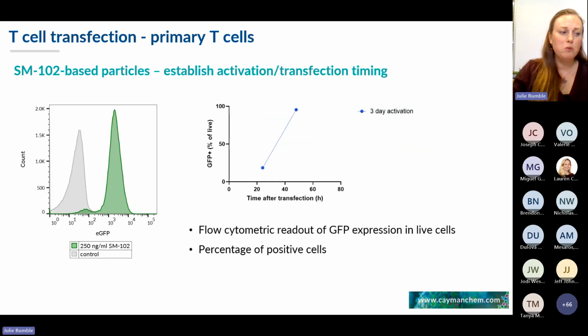We used the same analysis workflow as with the Jurkat cells, but with an additional time parameter for cell activation. Shown here are cells which were activated with anti-CD3 and anti-CD28 for 3 days prior to transfection with SM-102. At 28 and 48 hours after transfection, cells were harvested for flow cytometric analysis of GFP expression. In this case, while expression was relatively low at 24 hours of transfection, GFP increased dramatically after 48 hours.